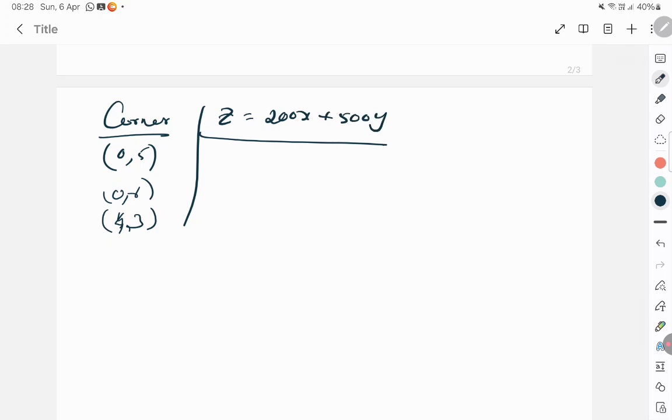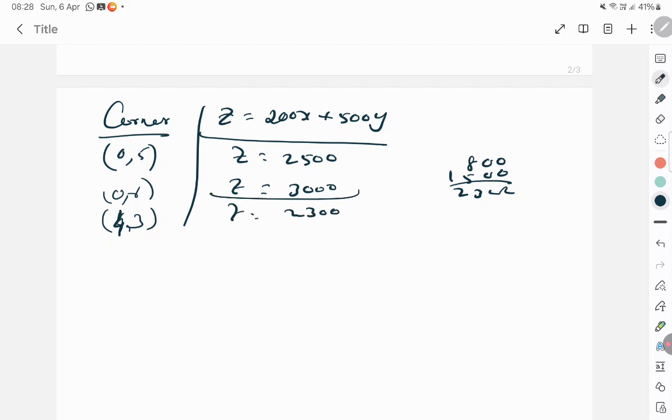200x plus 500y. Put x as 0, y as 5: 2500. x is 0, y is 6: 3000. x is 4, 4 eights are 800, plus 5 threes are 15, so it will become 2300. To get maximum profit, you will take 0, 6. Is the answer correct?